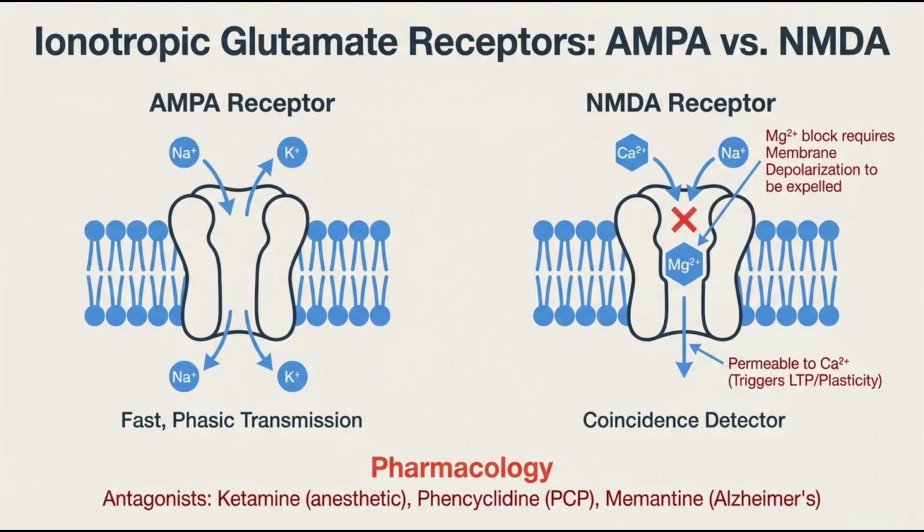And what about memantine? That's an Alzheimer's drug. That seems counterintuitive. If NMDA receptors are crucial for memory, why would you block them in a disease of memory loss? That is an excellent question. It's a common point of confusion. Yeah. The key is the difference in mechanism.